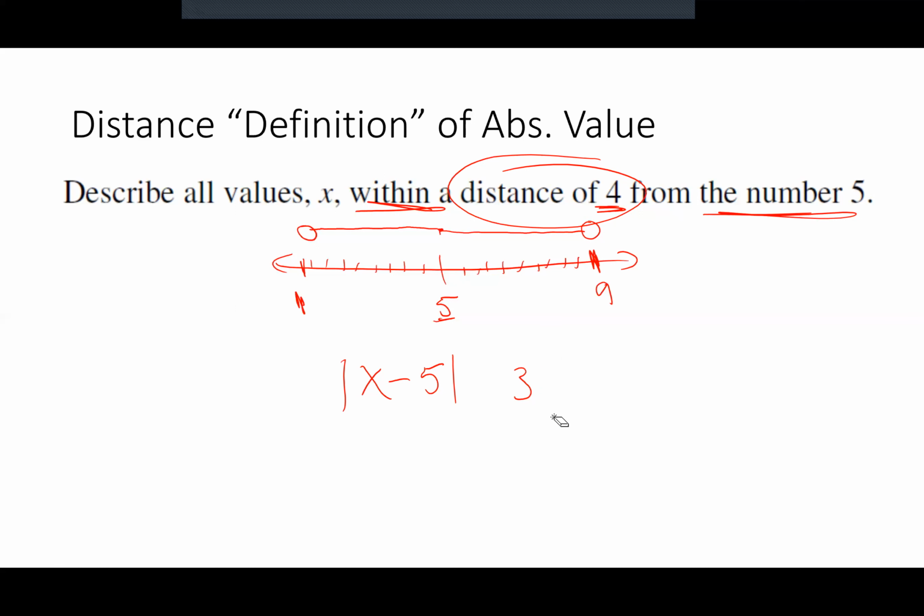It could also be 0.3. It can't be 30. That'd be silly. But ultimately, what I'm noticing is 4 is as far away as it can go, and this distance has got to be less than that.